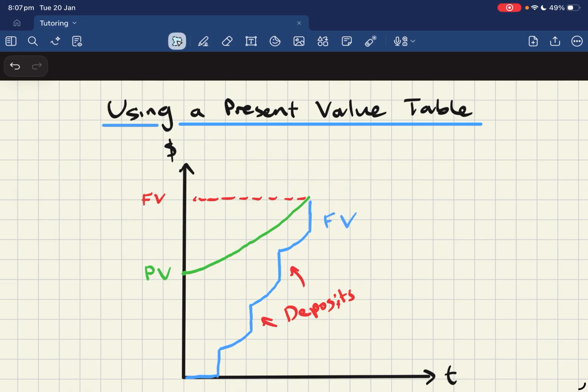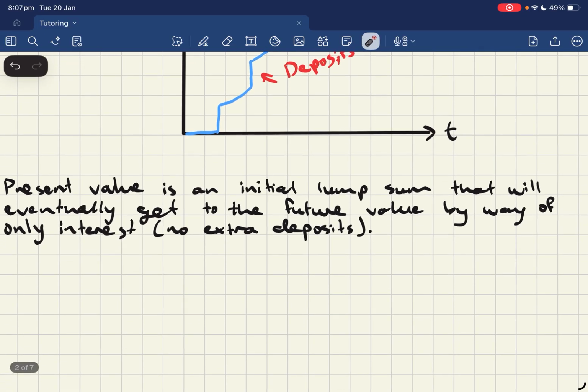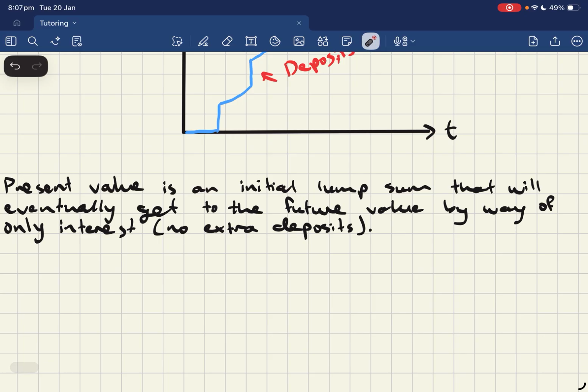I've shown this with these graphs. Our future value graph is the one in blue. So we have our deposits, accrue interest, deposit, get interest, deposit, get interest. Our present value is a value right now. That's what present means, right now, that will get us to that same future value in the same amount of time without making any of the extra deposits. I've summarized this in the dot point here. Present value is an initial lump sum, an initial amount that will eventually get to the future value by way of only interest, no extra deposits.